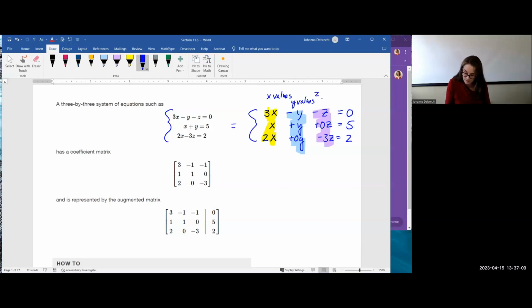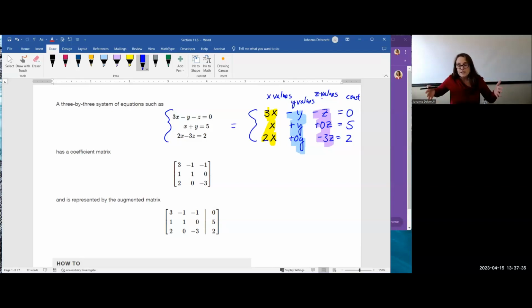And then we have the equals, and then we have the constants on the other side, right? This is the normal, typical way to set it up. So we go in alphabetical order: x, then y, then z, then equals, then constant. If we have 4 variables, it might be w, then x, then y, then z, then equals, then constant.